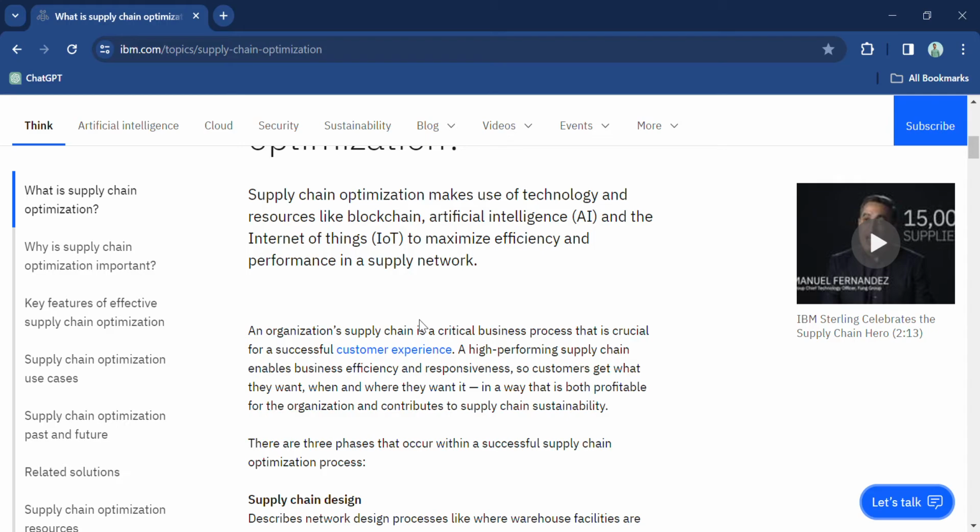supply network. An organization's supply chain is a critical business process that is crucial for a successful customer experience. A high performing supply chain enables business efficiency and responsiveness, so customers get what they want when and where they want it, in a way that is both profitable for the organization and contributes to supply chain sustainability. There are three phases that occur within a successful supply chain optimization process.